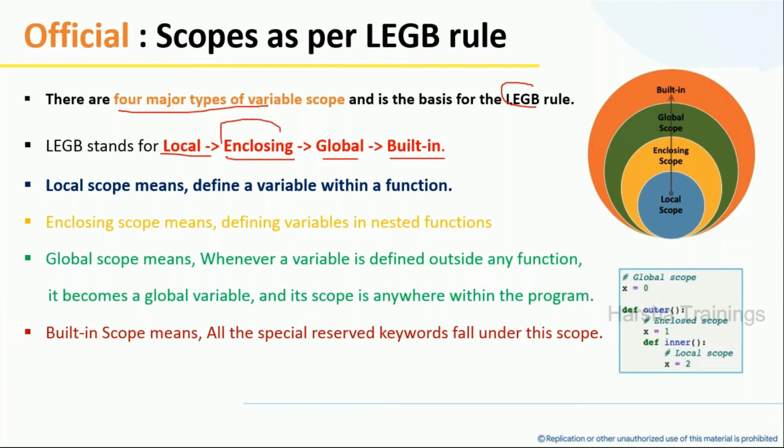What is the meaning of enclosing scope? Now, look here at the function. I have declared a function. Within a function, if I declare one more function, that is called enclosing scope.